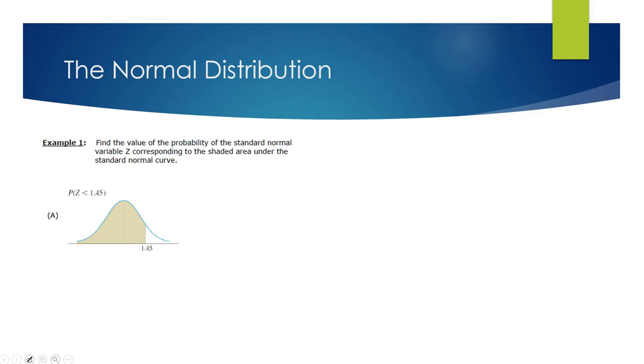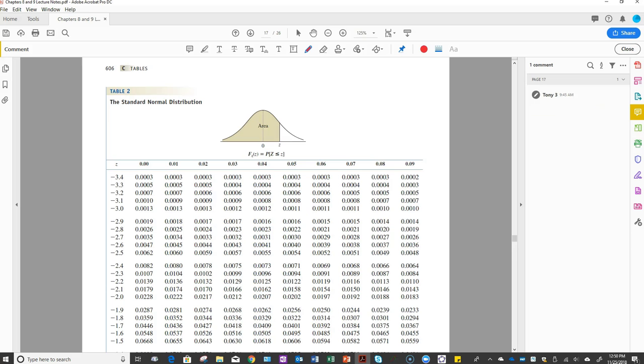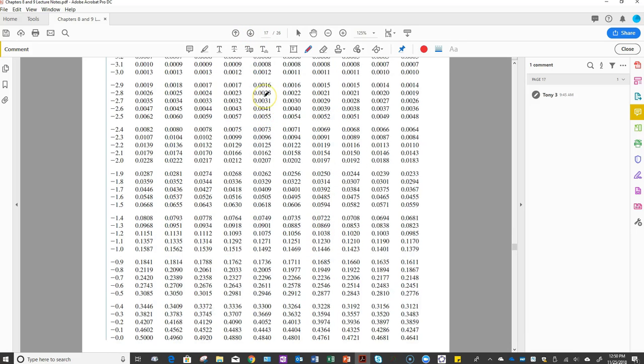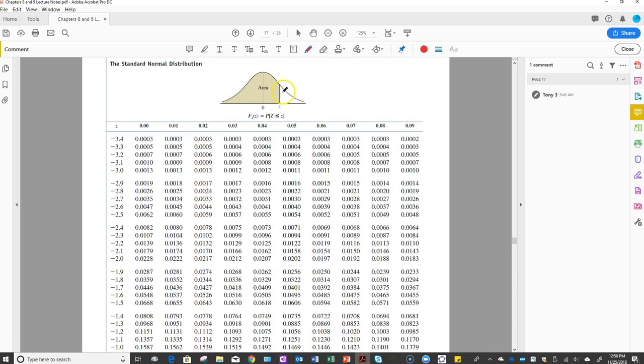So to do this, I'm looking for a score that's less than 1.45. So if I go to the table, I want to be on the positive table where the positive z-scores are. Now, keep in mind as I do this, so let's go back to this table here. It's always an area that's to the left of z. So these are always going to give me areas to the left of a value. So I'm having the right region, so all I have to do is find 1.45 on this table.